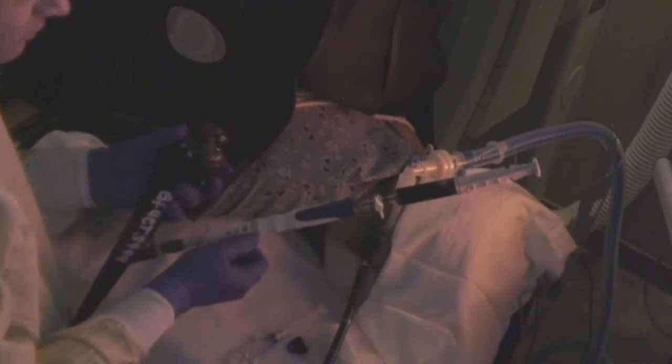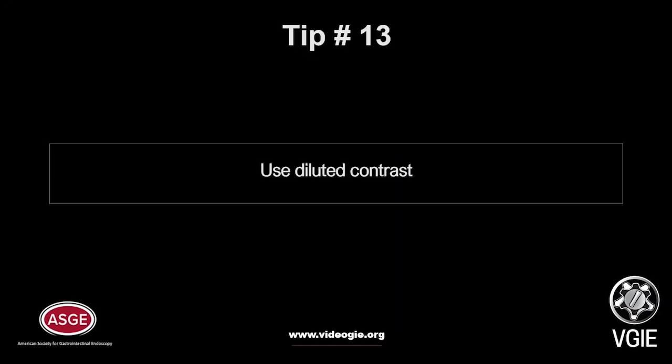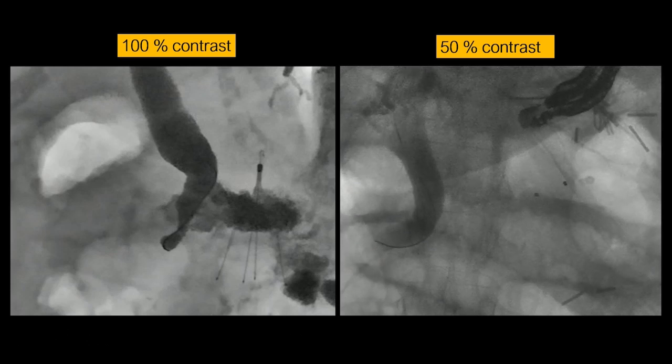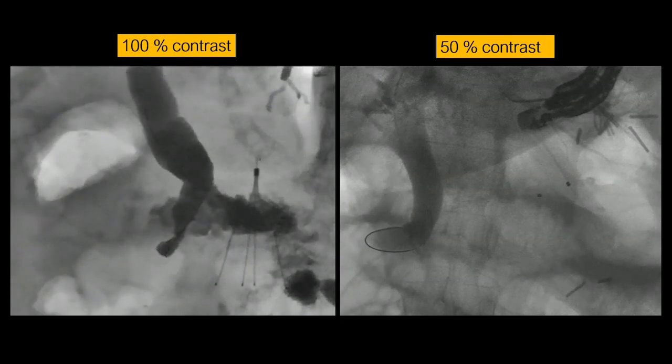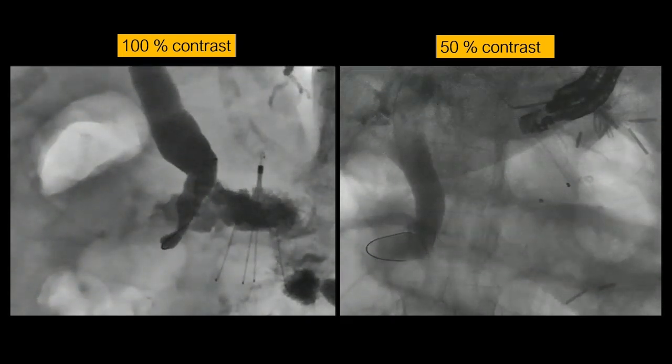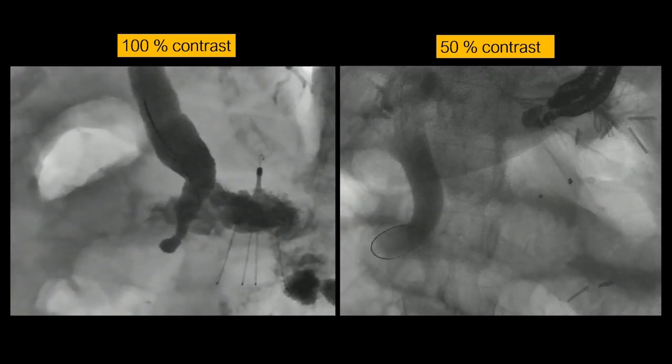Step 3. Contrast injection. Use diluted contrast. As is seen here, using water-soluble contrast that is diluted to 50% with sterile saline or water will result in better visualization of the guide wire and a more uniform distribution of contrast within the biliary tree.